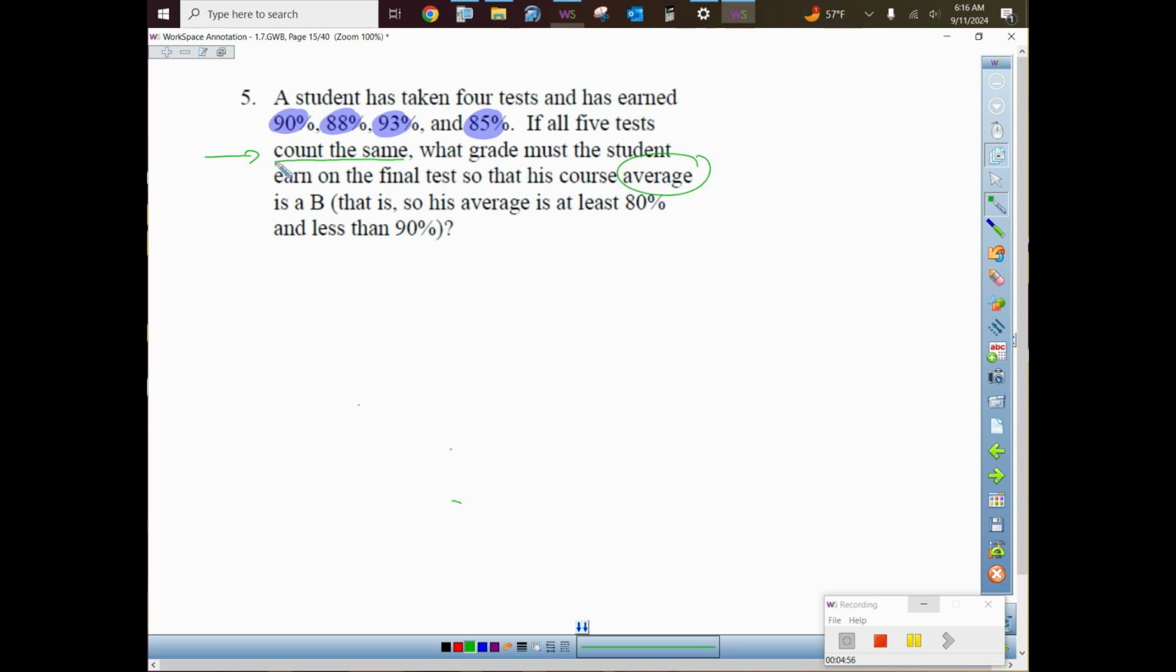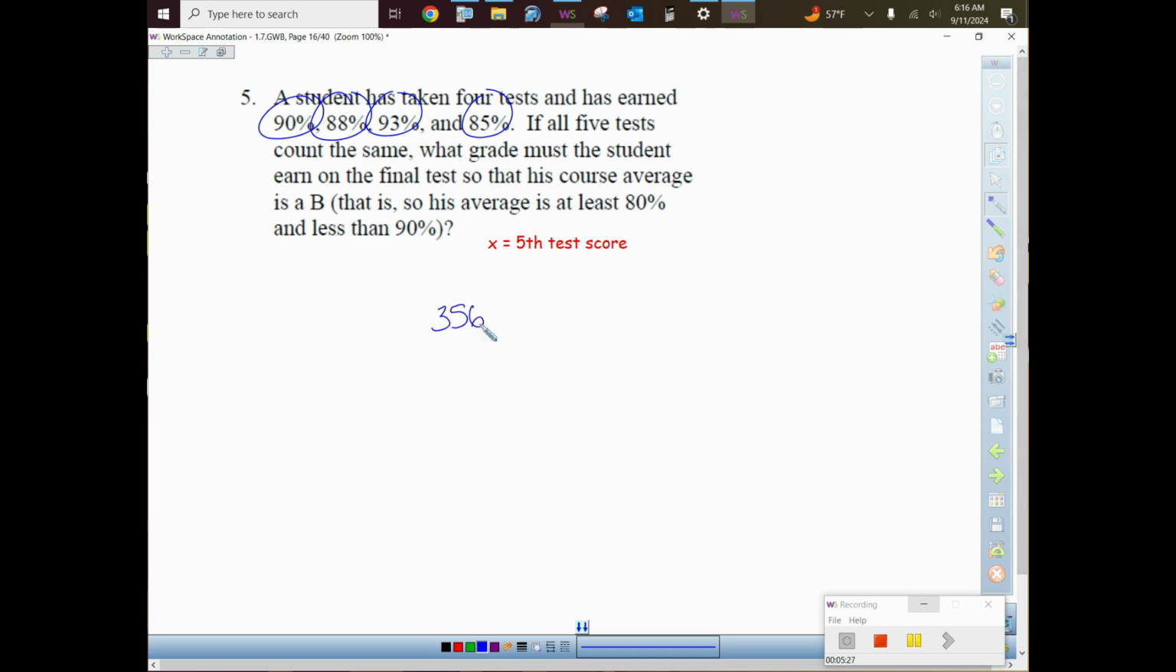Well, the tricky part is we don't know the fifth test score, so what we'll do is we'll let x be the fifth test score. I'd like you to define that by writing it down. So we've got x being that fifth test score, and all I need to do is add up all 5 test scores. So these 4 are simple. Just add them up, and don't worry about changing them to decimals or anything. If you add up 90 plus 88 plus 93 plus 85, you get 356.